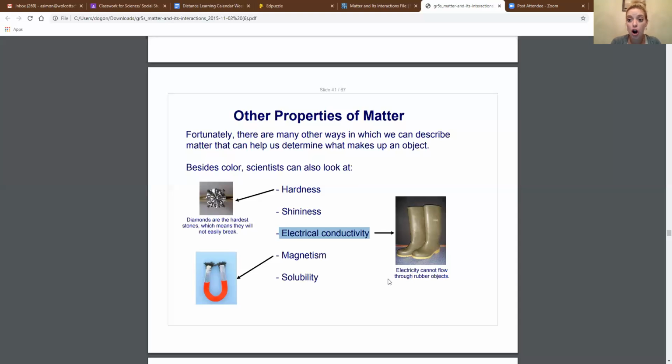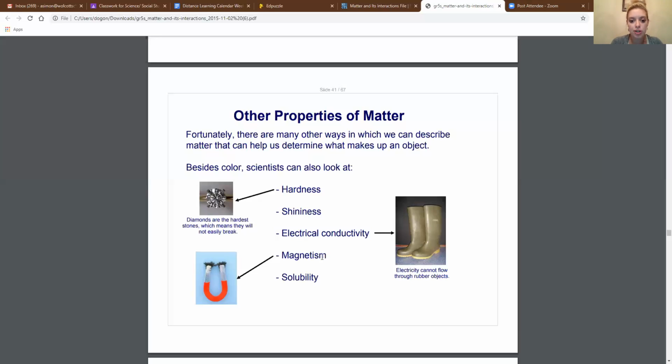Also, if you think about your cars, they say one of the safest places to be in a lightning storm is in your car, because of the rubber tires. The electricity can't flow through them. So remember, electrical conductivity is how easily electricity flows through something.